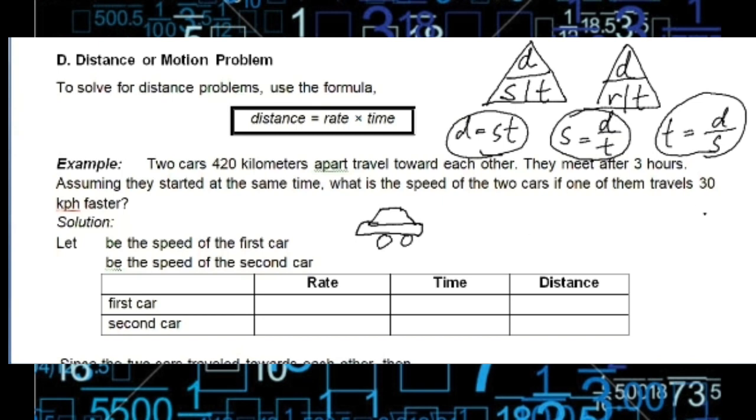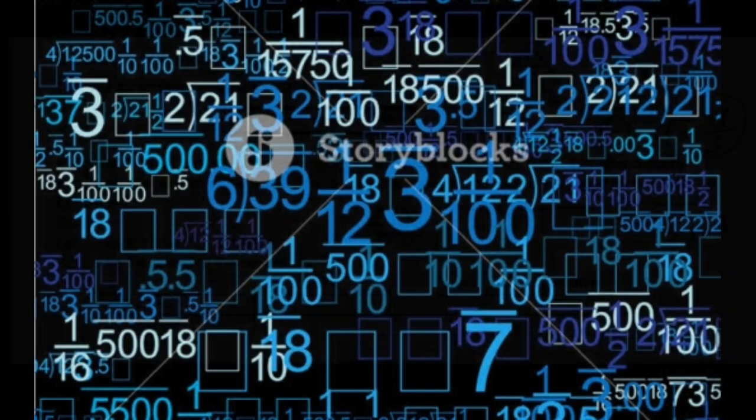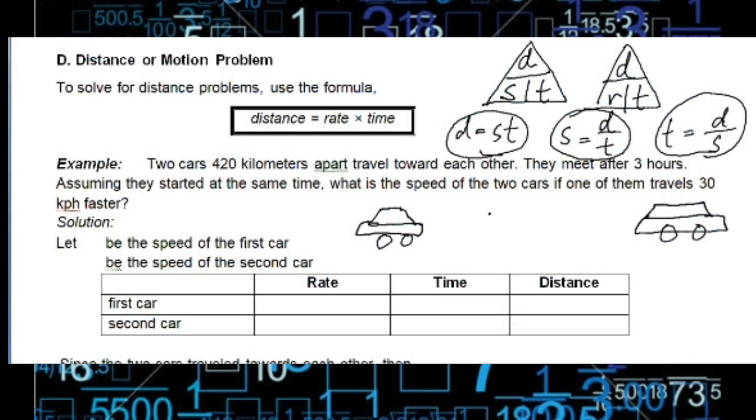Ayan. Manggaling daw sa magkaibang direksyon. Ang layo daw nila ay 420 kilometers. Ayan, sa isa't isa. Travel towards each other. So, itong car na ito, papunta dito sa kanan, papuntang east. Itong car na ito, papuntang west. O, ayan.